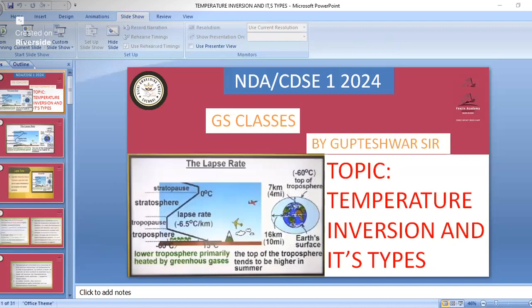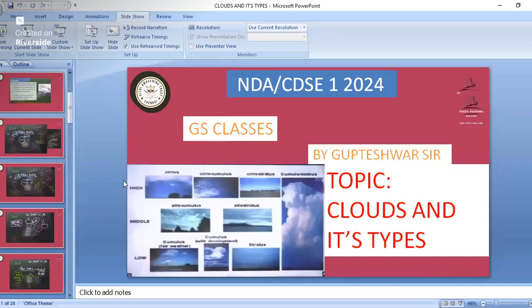Okay, now let me share the other parts. Temperature inversion we have finished. Now the next topic we will start is clouds and their different types. Are you all able to see the next slides, the clouds and their types?